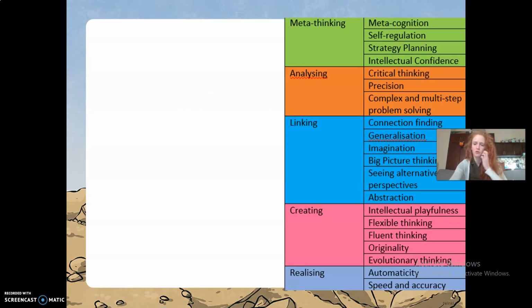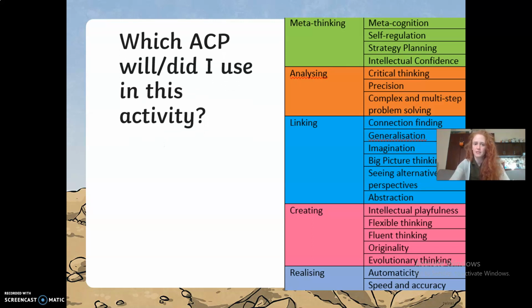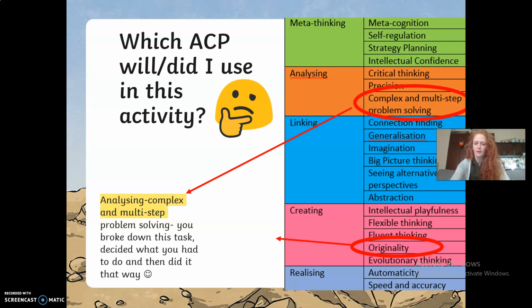You may be wondering what ACPs we used in this lesson in order to complete this task and be successful. There are actually three. We would have to do some strategy planning, thinking about the vocabulary and geography features that I learned about in previous lessons that I would like to use for my information sheet. But also complex and multi-step problem solving. You are going to go step by step and break this task down into simple steps so you would be able to come up with a nice information sheet.